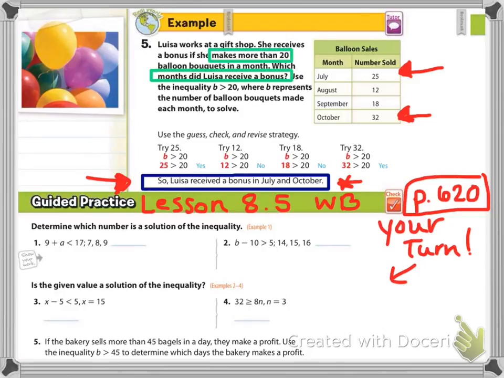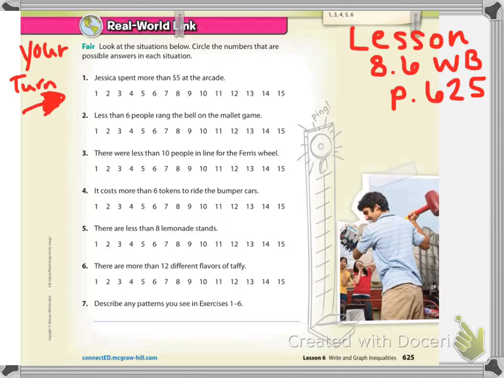Now I want you to pause the video, and I want you to try the guided practice for lesson 8.5, page 620. I'm not going to show the answers here in the video. We will check the answers in class. So you take a turn and try answering 1 and 2, 3 and 4, and 5. Once you've tried those, let's move on to the next part and start lesson 8.6. Pause the video, do the problems, then come back. Okay, your turn to try these.